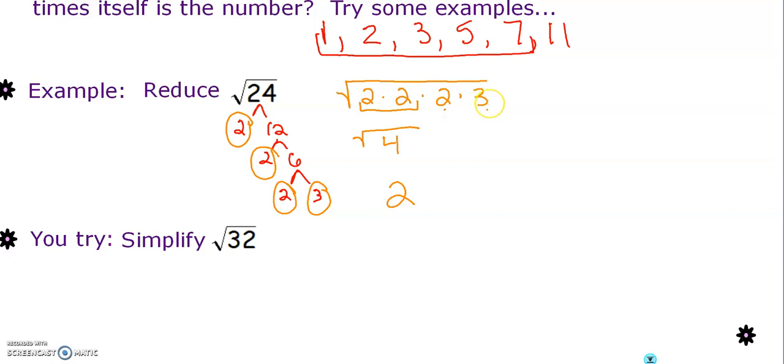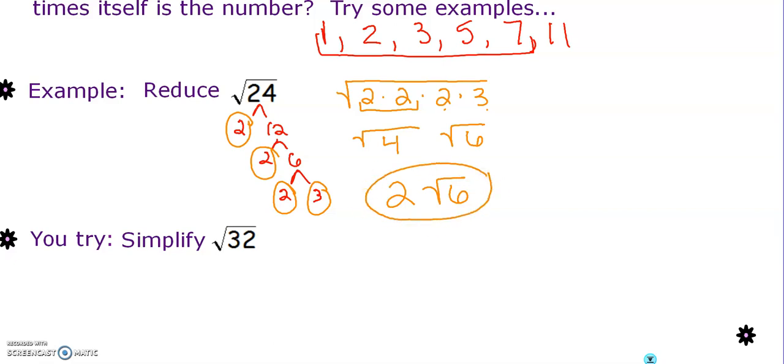Let's take a look at what else I have under the radical. I have a 2 and a 3. Are they pairs? Are they matching numbers? They're not. So even though I can multiply them, I can't take the square root. It's already simplified. So my final answer to this problem is 2 radical 6.